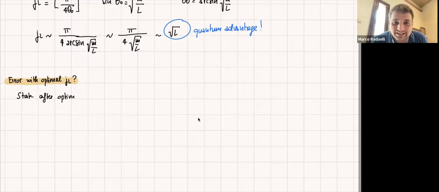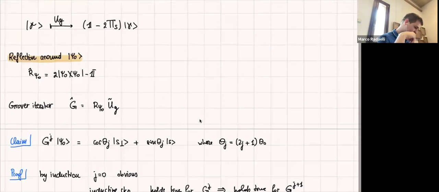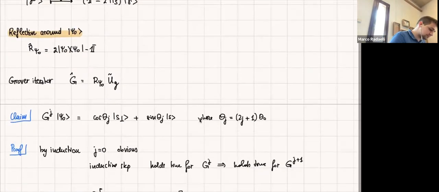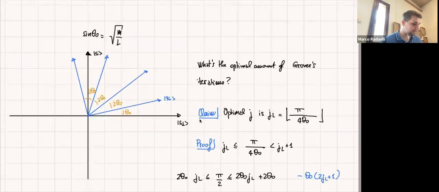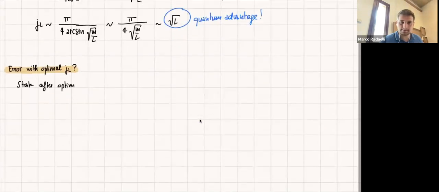Question from the chat: isn't JL the number of reflections we need to do and not interrogations of the oracle? It's the same. Every time we apply the G operator, so if you remember the G operator, the G operator is this one. A reflection is actually the G operator, and a rotation by 2 theta naught corresponds to the G operator. As you can see, the G operator includes one interrogation to the oracle. So counting the number of reflections or counting the number of interrogations to the oracle is actually the same thing. Is this okay, Yuri?